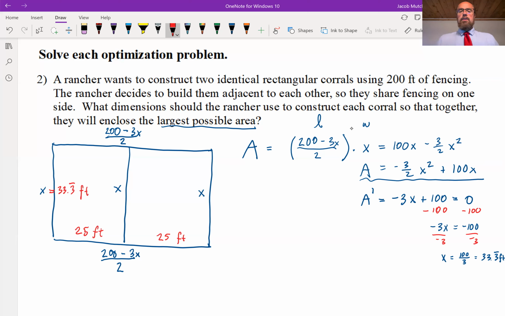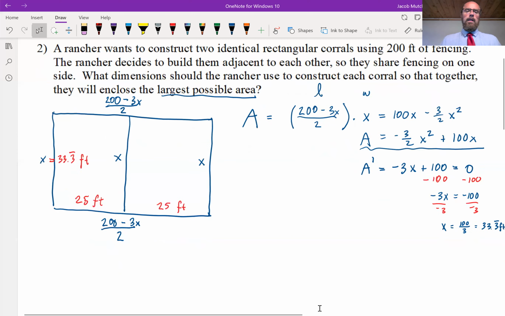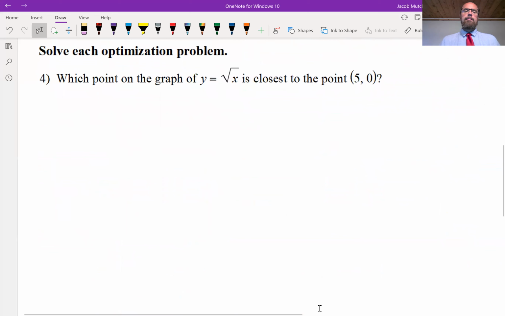And that completes this question. So again, the real task here is to set up an equation, take the derivative, set it equal to 0, and solve. Let's take a look at a mathematical problem.